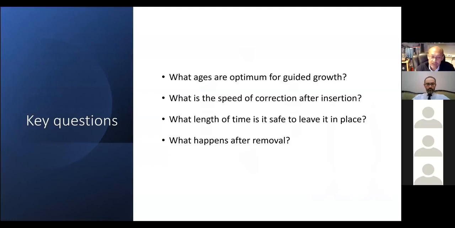The key questions that you need to answer, and the answers which you need to have when you're doing this technique, is what are the optimum ages for doing guided growth? How fast does it correct when you've inserted, say, a tension band plate? How long can I keep the plate in for? And what happens after we remove the plate? So let me try and answer these questions step by step.